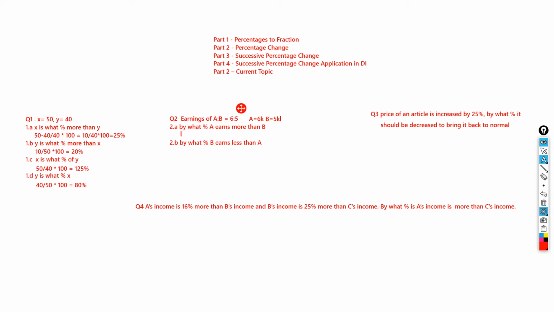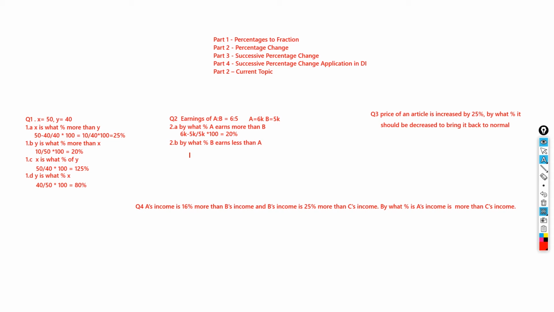The question is, by what percent does A earn more than B, meaning by what percent A is greater than B. We take the difference, 6k minus 5k, which is k, divided by more than what, more than B, so divided by 5k, multiplied by 100. This will be 20%, because k by 5k is 1 by 5, and 1 by 5 into 100 is 20%. Next question, by what percent does B earn less than A.